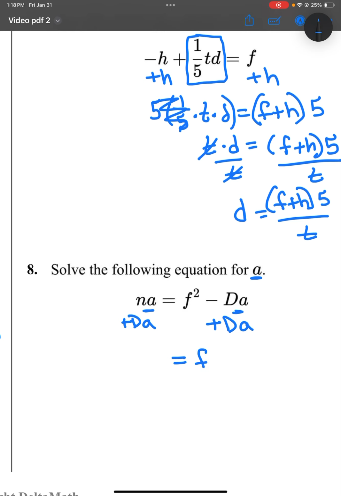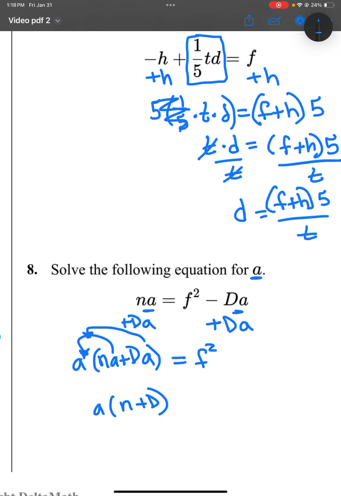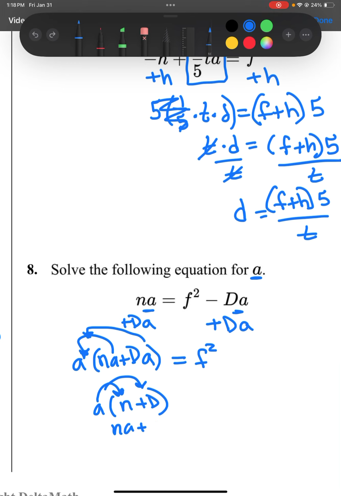That leaves our f squared by itself, but our na plus da. Now, this is where we want to get a by itself. Well, we can take a out of these right now. We could take a, move these out, basically. You'll see where you have a times n plus d. And that's where you can see if you distributed this, a times n, na, a times d, plus da, and you're back to where you were. So that's that cool trick that you can do there, is take out an a.